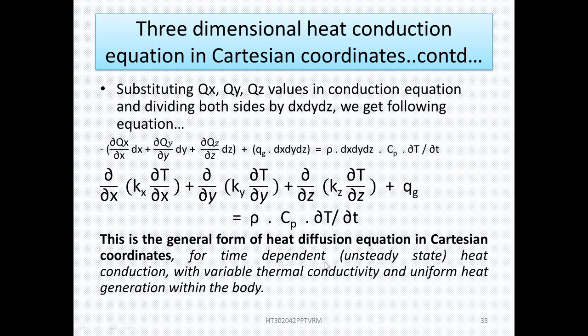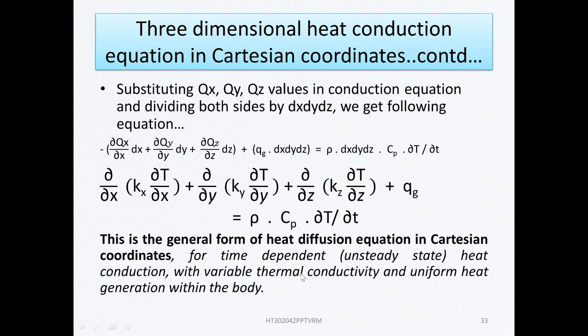Time dependent means we have considered this ∂T/∂t term, which indicates that temperature may change with respect to time, and hence it is unsteady state heat conduction with variable thermal conductivity. Variable thermal conductivity means in x direction we have considered kx as thermal conductivity, in y direction we have considered ky as thermal conductivity, and in z direction we have considered kz as thermal conductivity.